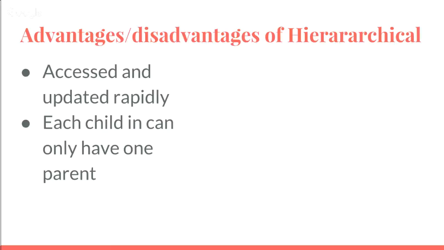It definitely has advantages and some disadvantages as well. Hierarchical databases can be accessed and updated rapidly because the records are defined in advance. The disadvantage is that each child in the structure can only have one parent. Also, they are so structured that adding a new field or record requires that the entire database is redefined.